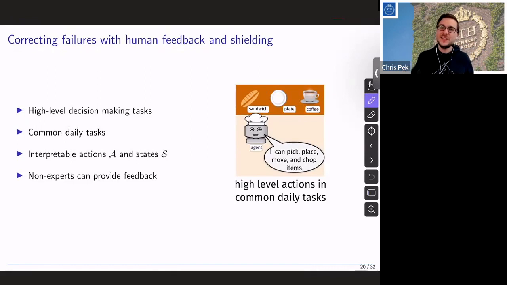Because if it's something that you need a reinforcement learning expert for, let's say the robot has a failure because there's some faulty LiDAR in there, it's very difficult for a homeowner to use it. So we focus on high-level decision-making tasks where humans can get interpretable actions and states, and these non-experts can provide feedback based on that.